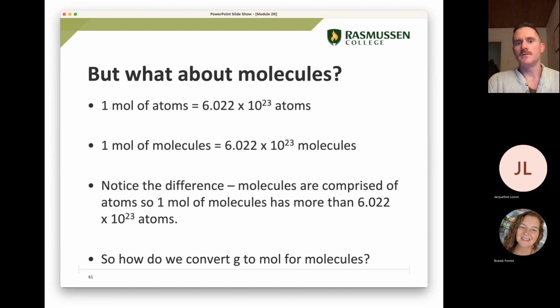1 mole of molecules equals 6.02 times 10 to the 23 molecules too. So notice the difference here. Molecules are comprised of atoms, so 1 mole of molecules has more than 6.02 times 10 to the 23 atoms, right? If you have a molecule with 2 atoms and you have a mole of that molecule, you have twice as many atoms. So how do you convert grams and moles and so on for molecules?